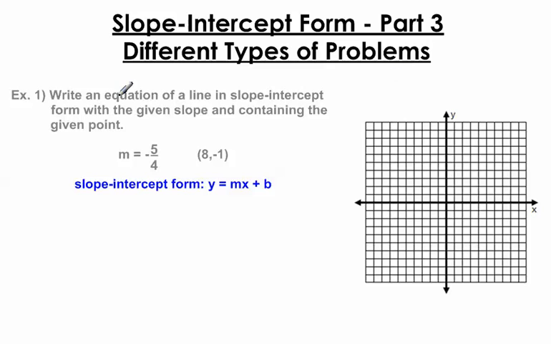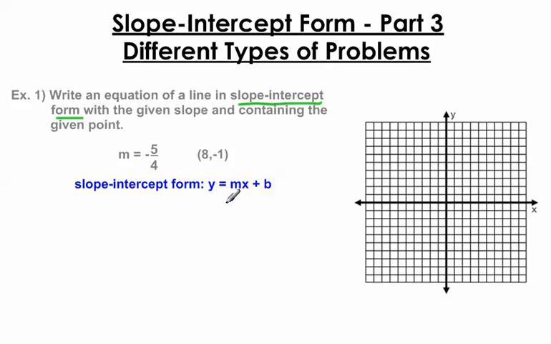Let's just jump into the first one. It says write an equation of a line in slope-intercept form with a given slope and containing the given point. And so it says, again, let's read it. It says write an equation in slope-intercept form. So in slope-intercept form, and I wrote that down here already for you, we have y equals mx plus b.